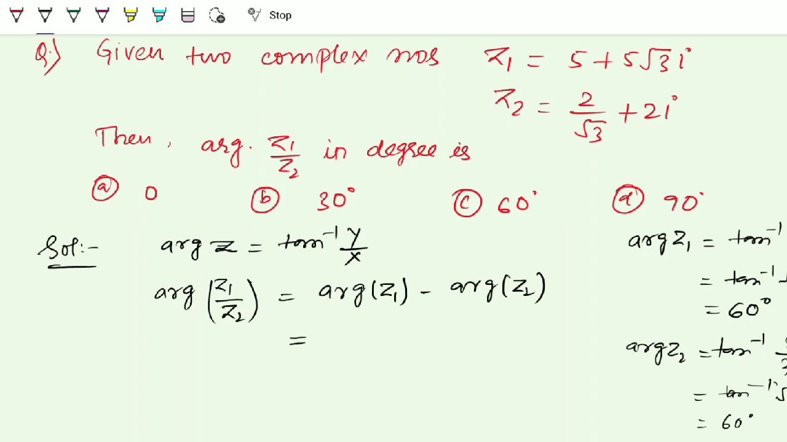So we can easily put the values of argument Z1 and Z2. In both the cases it is equal to 60 degree minus 60 degree. So these two will get cancelled. We will be left with 0 degree. So here 0 is the correct answer.